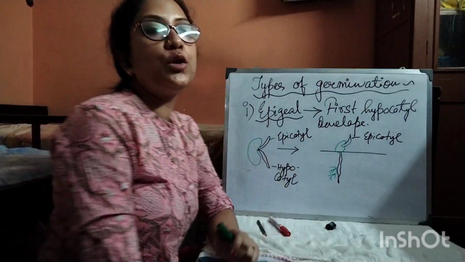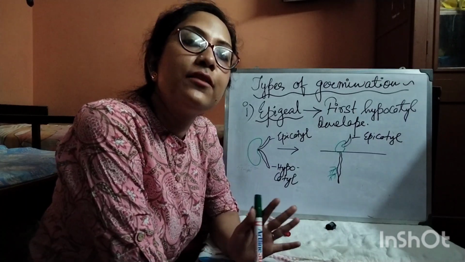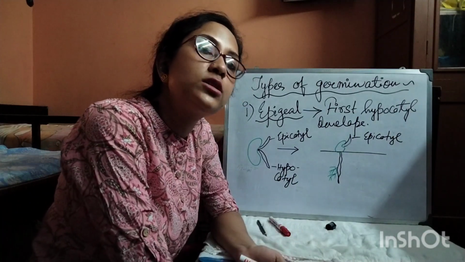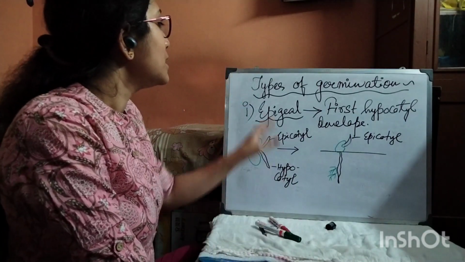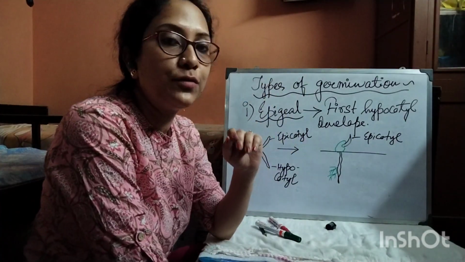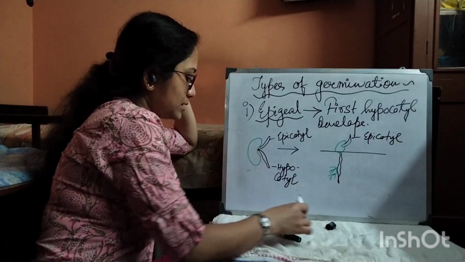We all know that from the hypocotyl, mainly the primary root is formed, and from the epicotyl the shoot will be formed. So in case of epigeal germination, first the hypocotyl will develop. What kind of germination is this?